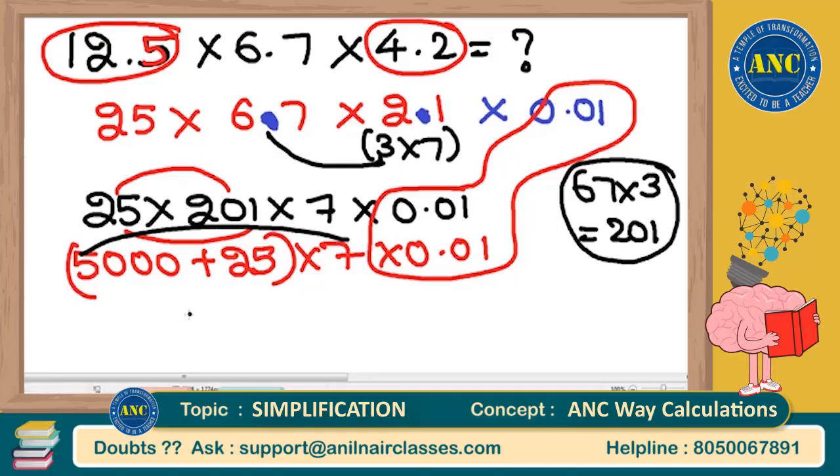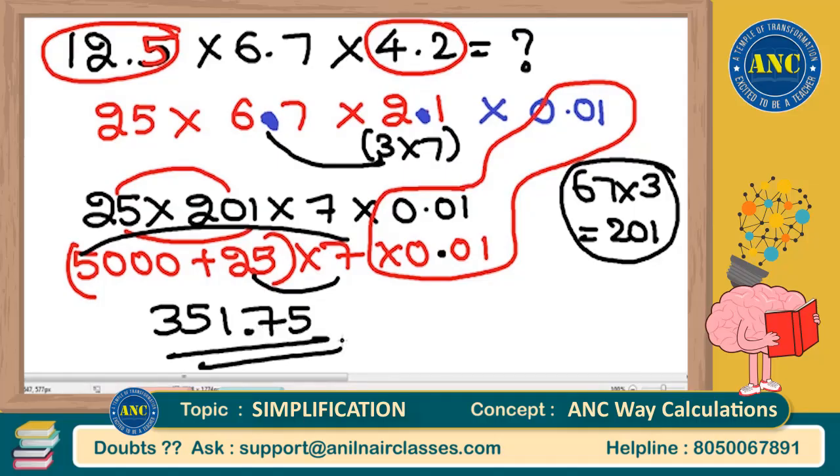5 into 7 is 35. It is 35, so it is 35,000. 25 into 7 is 175. It is 35,175. After 2 places I should keep a decimal point. Over, answer is over. And you should definitely do it like this, and you can still eliminate some of the intermediate steps here. I am writing few steps only for your understanding, sir.